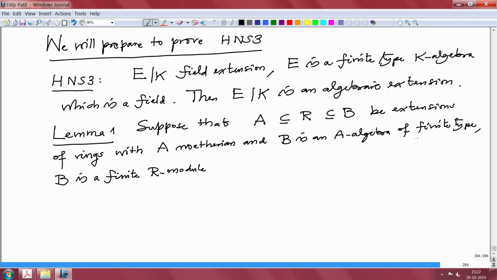You should remember the difference between finite type algebra and finite R module. Finite R module means that as an R module, it is finitely generated, not finite as a set. And algebra of finite type means that as an algebra it is finitely generated. Okay, under these assumptions, then R is an A algebra of finite type.